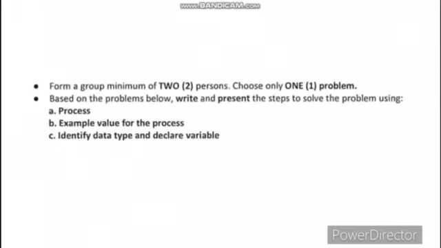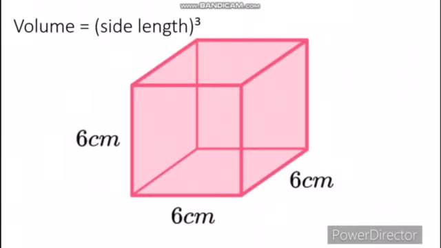So this is the question for the PBE 2, which is we need to form a group of 2 persons, and then choose one problem, and write and present the process, the example value of the process, and then identify the data type, and declare the variable. So this is how we find the volume of the cube, using the formula volume equals side length power of 3.